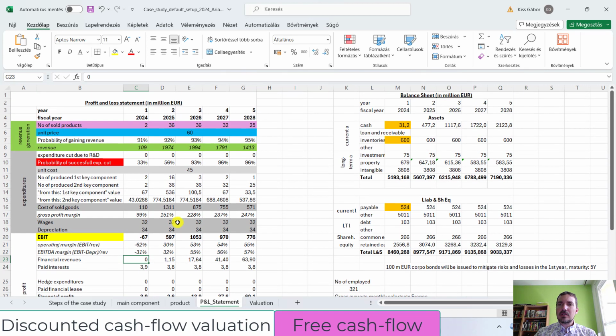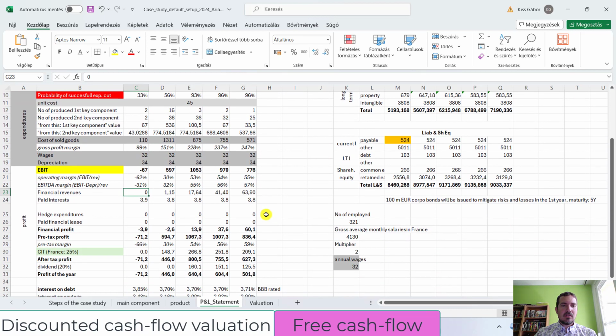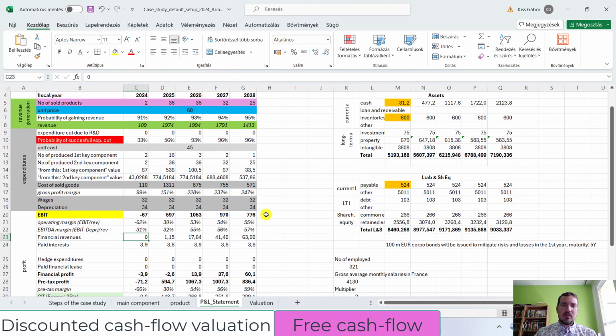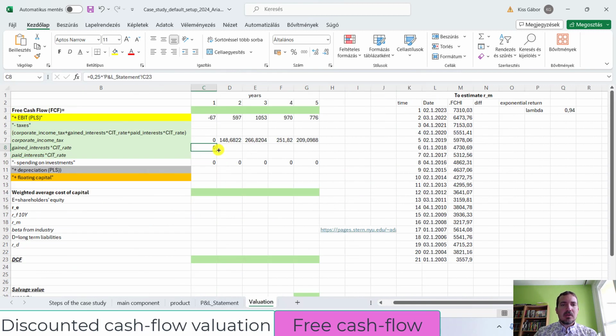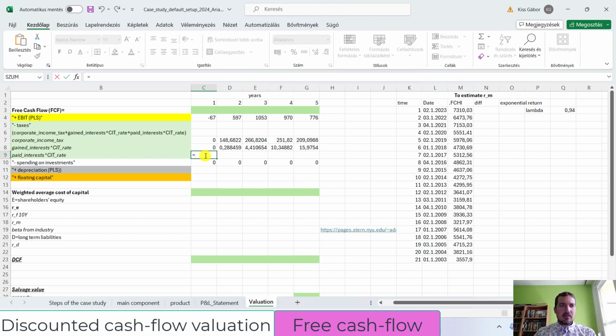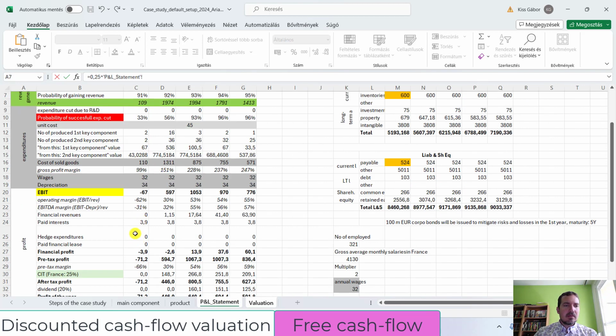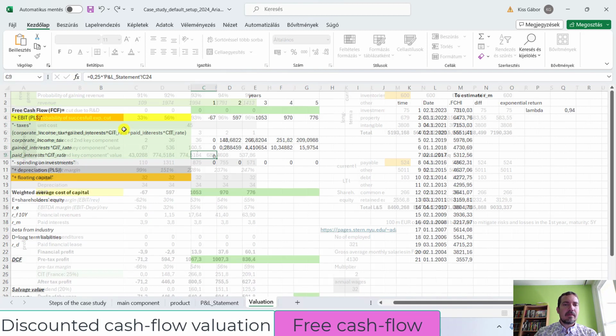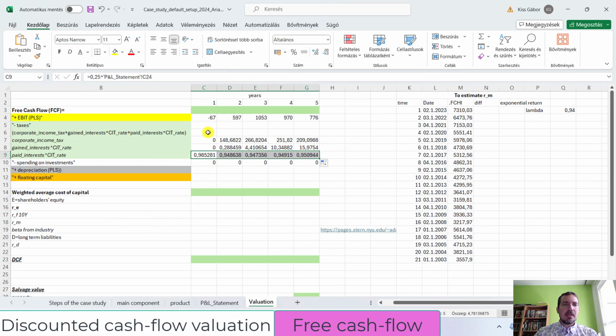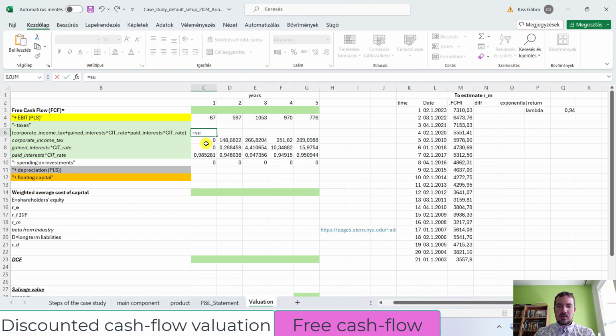Oh, we have financial revenues, but let's ignore this because Excel will be unhappy. So I'm creating a circle. Okay, and financial or paid interests. Then we have to add everything together. So we can sum this thing up.